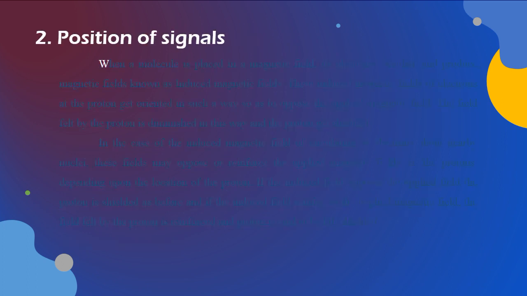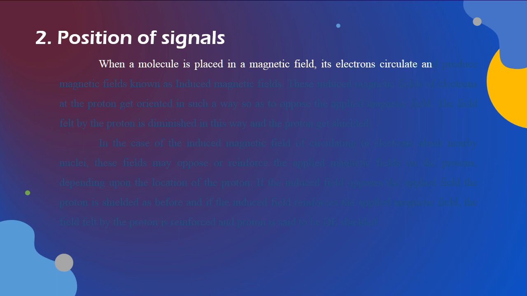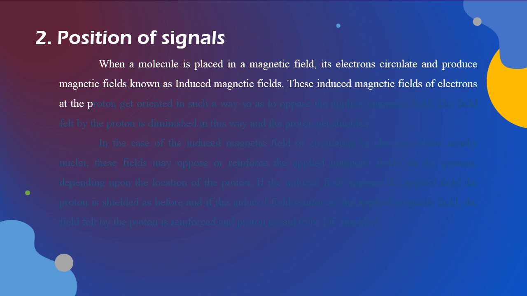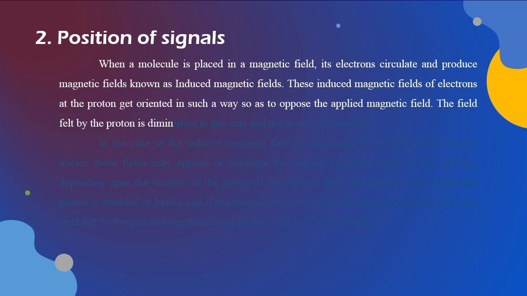Position of signals. When a molecule is placed in a magnetic field, its electrons circulate and produce magnetic fields, known as induced magnetic fields. These induced magnetic fields of electrons at the proton get oriented in such a way as to oppose the applied magnetic field. The field felt by the proton is diminished in this way and the proton gets shielded.